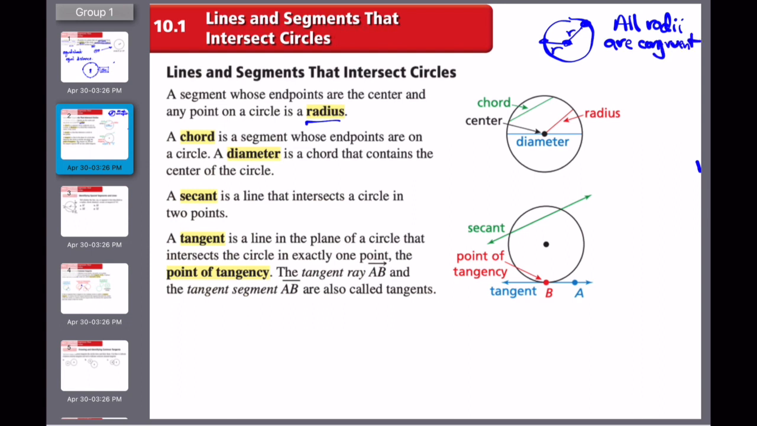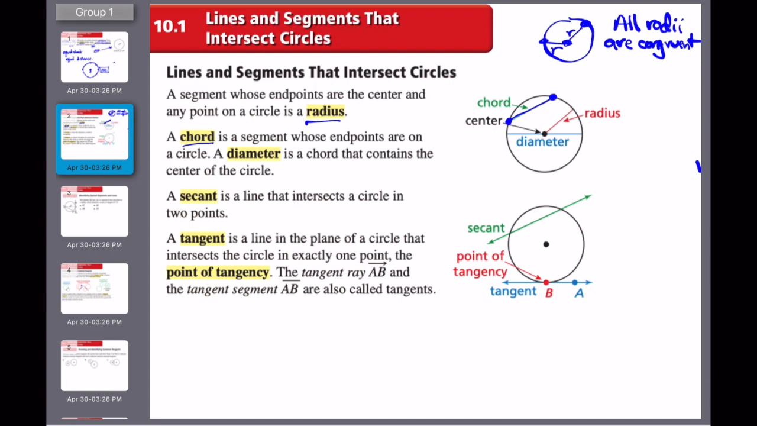The next type of segment is called a chord, and a chord simply has its endpoints on the circle. So we see in this drawing there's a green line segment with the endpoints on the circle, and that's a chord. It does not have to pass through the center. It can't go on the outside of the circle. It's only on the inside.